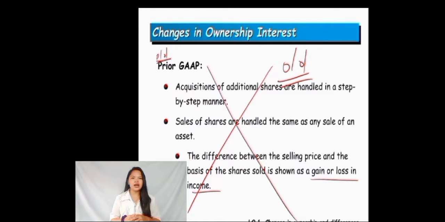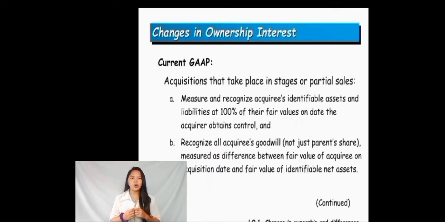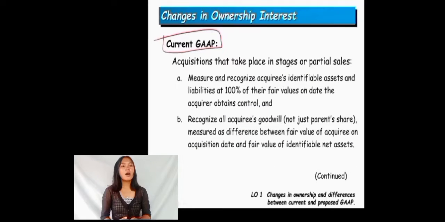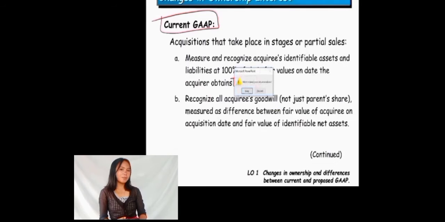Now we're going to look at the new GAAP. Some of it is similar, but first forget about the gains and losses. Every time, we have to be careful about when we have gains and losses. How does current GAAP account for acquisitions that take place in stages? Measure and recognize the acquiree's identifiable assets and liabilities at 100% of their fair value on the day we obtain control.